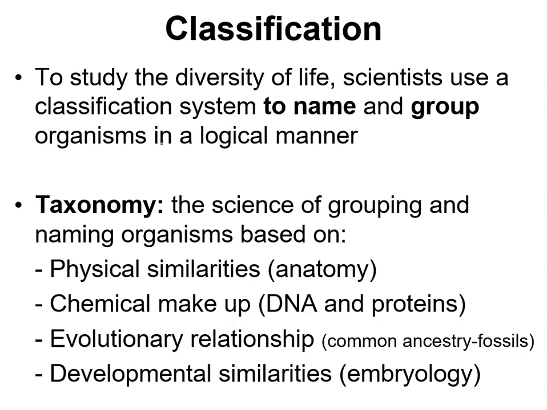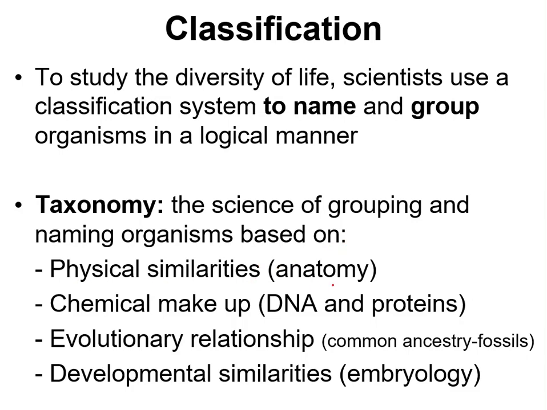These are your video notes for classification, the start of the next unit. So to study the diversity of life, scientists use a classification system to name and group organisms in a logical, evolutionary manner. So taxonomy, not taxidermy, taxonomy is the science of grouping and naming organisms based on lines of evidence that we talked about in the natural selection and evolution unit.